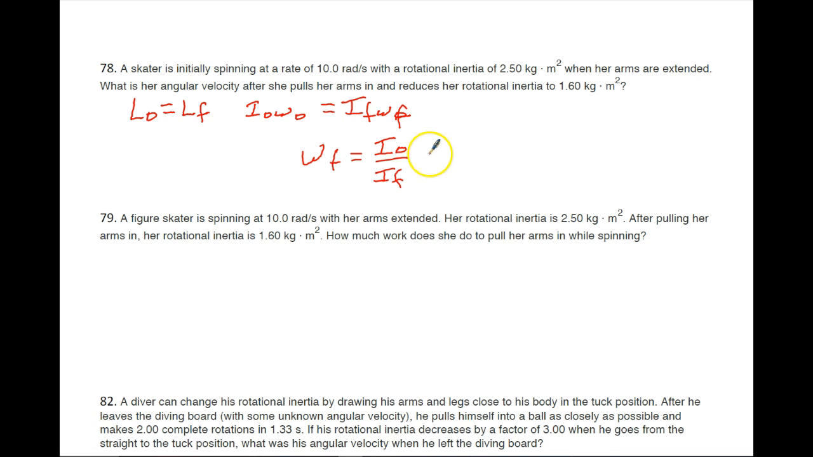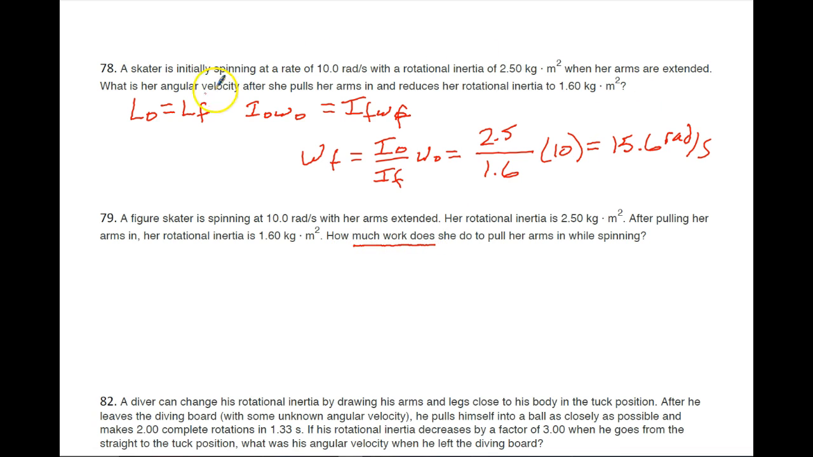This time they didn't give us a ratio. We actually have to just use the numbers. So our I O here is 2.5. That was our original rotational inertia. Final rotational inertia is only 1.6. And we're going to multiply that times the original angular velocity, and we end up with 15.6 radians per second. So same problem as we just did, actually, except instead of a ratio, they actually gave us our numbers. The next one looks like it is the same thing, but this one actually says how much work.